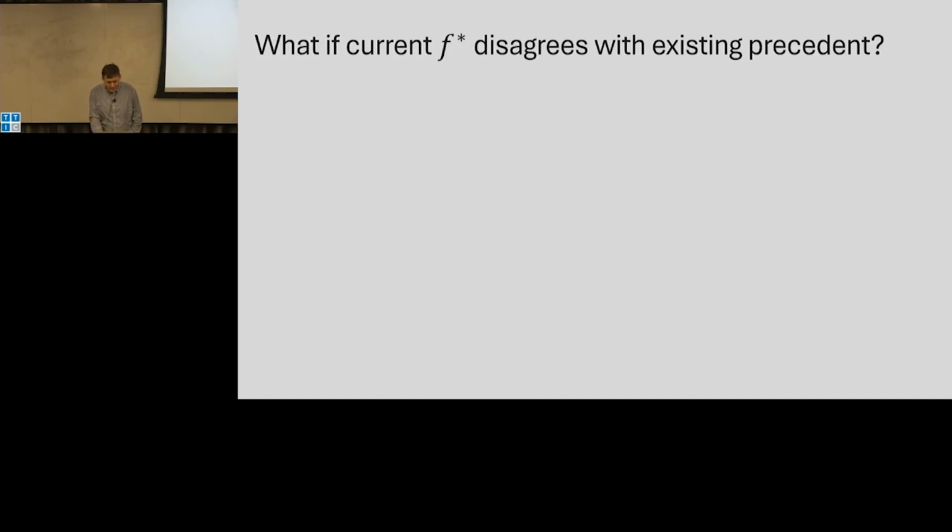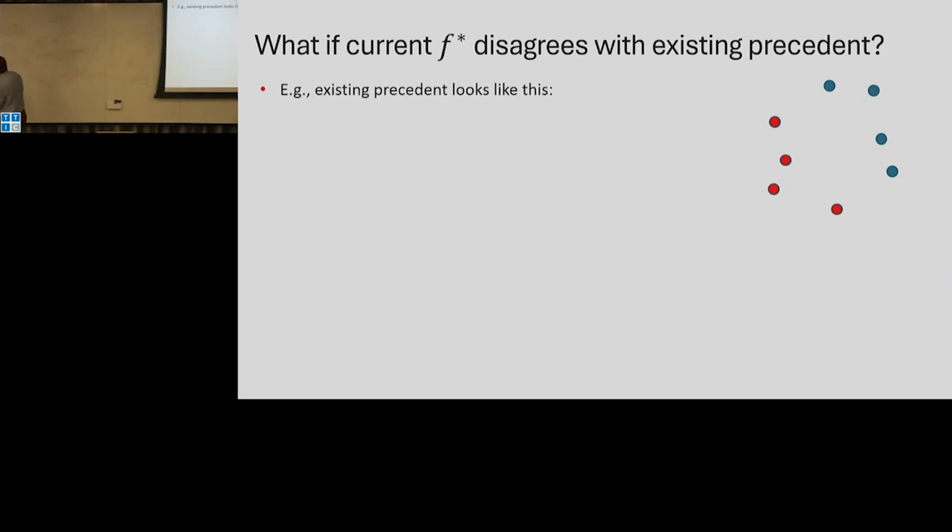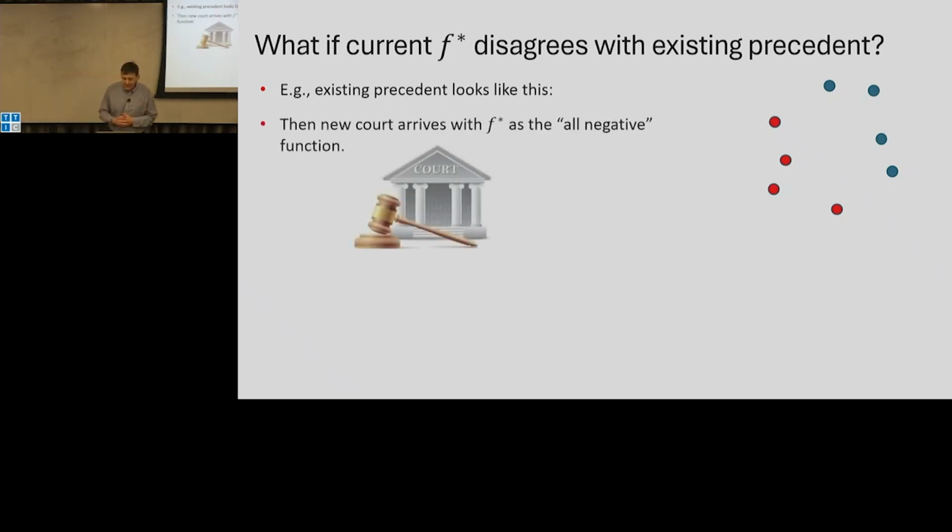So we have a little model for what if the current Supreme Court disagrees with existing precedent. For instance, maybe existing precedent looks like this, but a new court arrives and says, sorry, this whatever thing, there used to be a detailed rule for when a certain thing was allowed or not allowed, and now the Supreme Court feels that no, this should never be allowed.